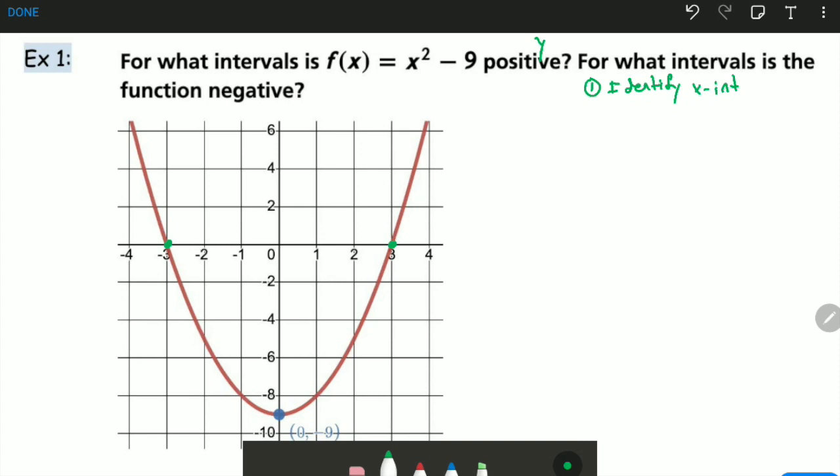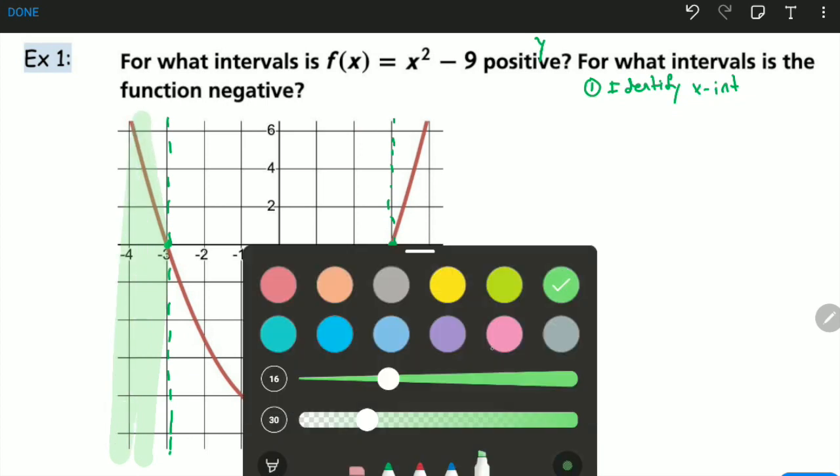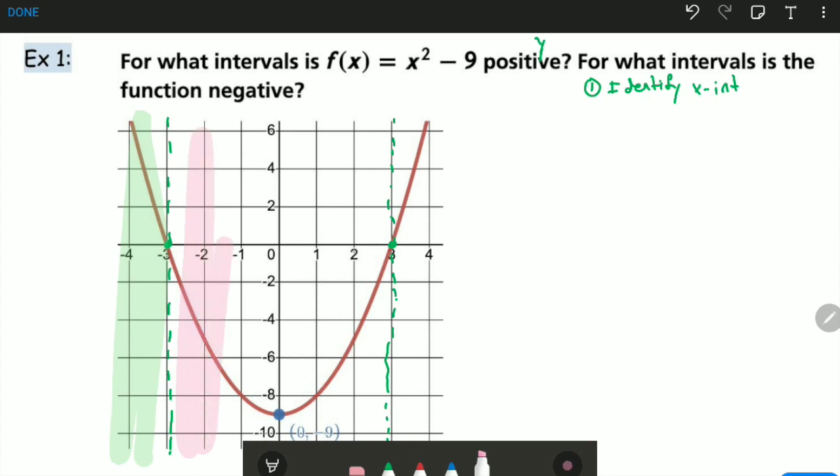Now what this does is it separates the graph into 3 separate parts. So I'm just going to draw a vertical dotted line to emphasize that. So there we go. And the 3 parts that it's referring to, this is the first part, second part, and third part. Okay, so those are the 3 portions of the graph we're going to be looking at.